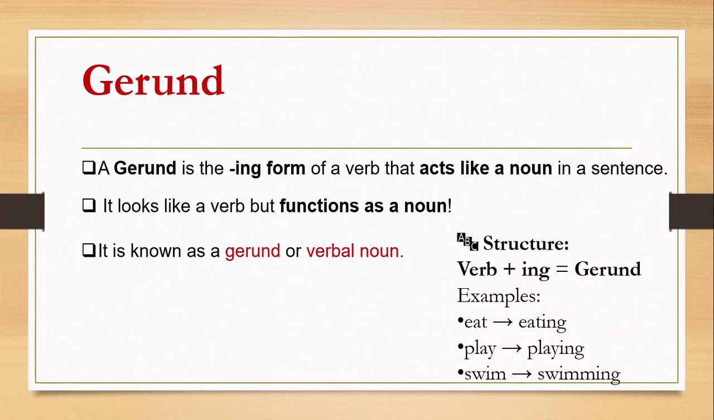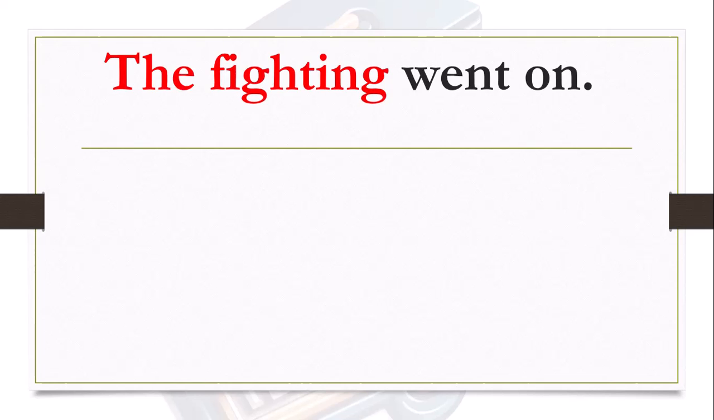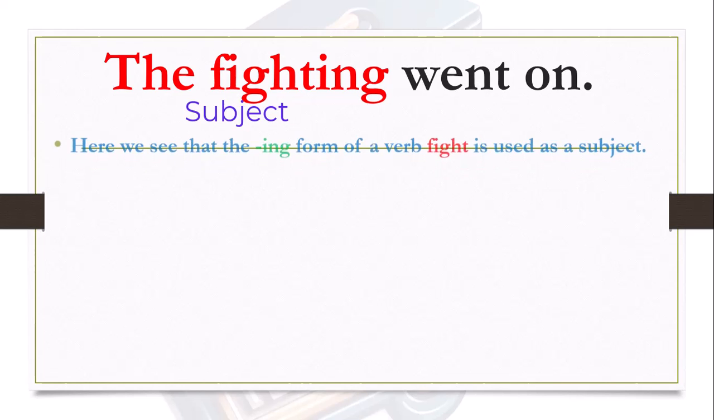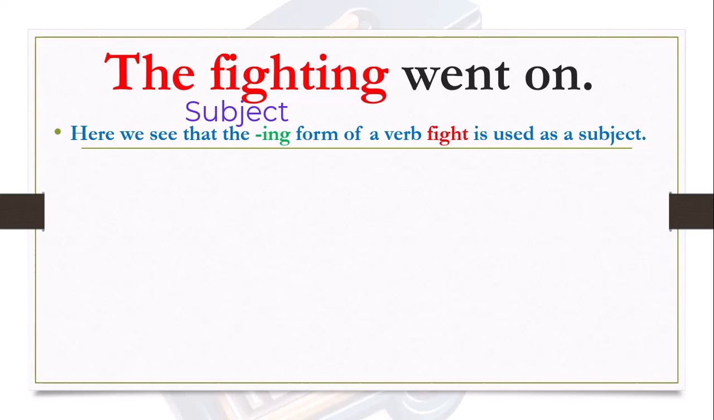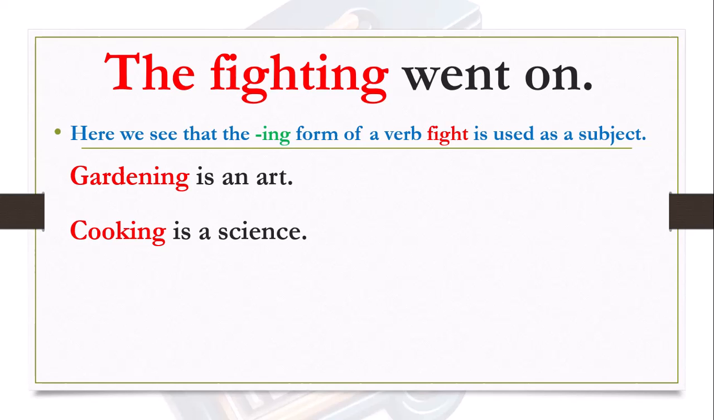So let's see in the sentence. Here is one sentence: the fighting went on. So here the word fighting is a subject and acting as a noun. Here we see that the ing form of verb fight is used as a subject. See another example: gardening is an art. So gardening is subject here. It is a gerund form. Cooking is a science. Okay, cooking is a gerund form.